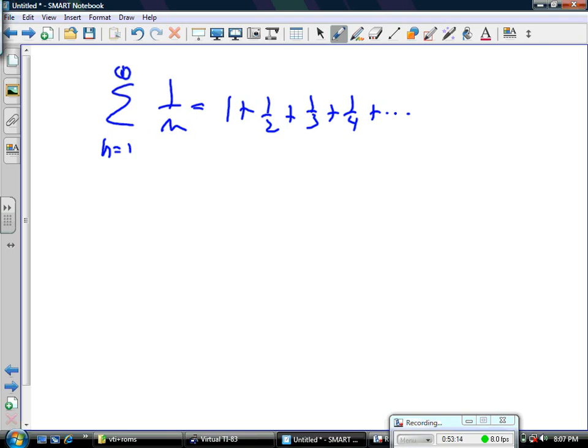Well, if you take a look at a left-hand sum, let's say we graph that. 1 over x looks like this instead of 1 over n, 1 over x, okay? And we start at x equals 1, right? Let's say I want the area under this curve using a left-hand sum with some delta x. Let's say delta x is 1.